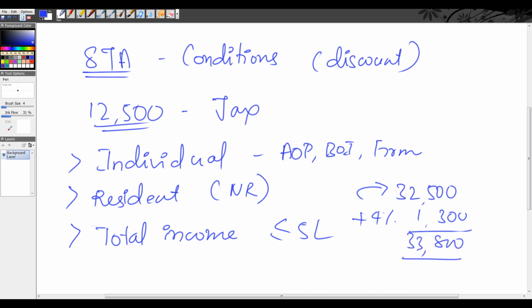I missed this question from Deepak Hegde. Can a partnership firm or HUF claim rebate? I think I have answered that question now.